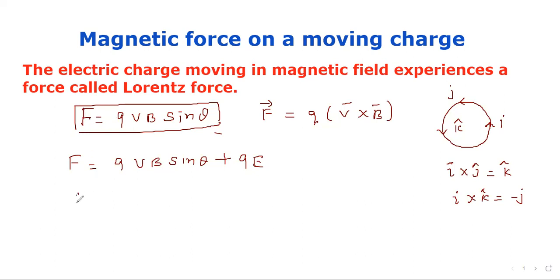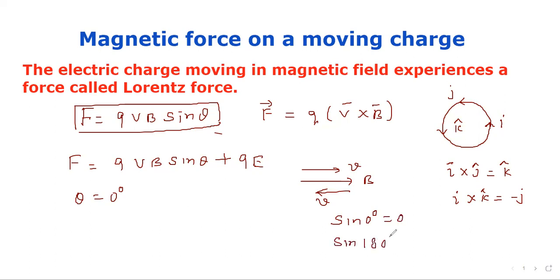Suppose theta equal to 0 degree. It means the magnetic field is in this direction, and the charged particle is also moving in this direction, or the charged particle is moving anti-parallel to it. So in both the cases, because sine 0 degree is 0 and sine 180 degree is also 0, F will be 0.